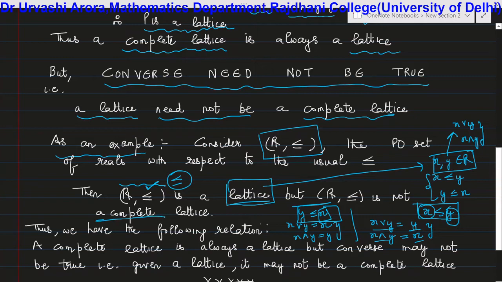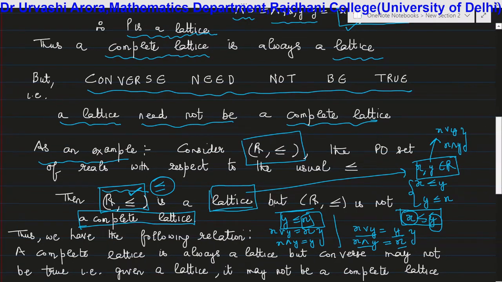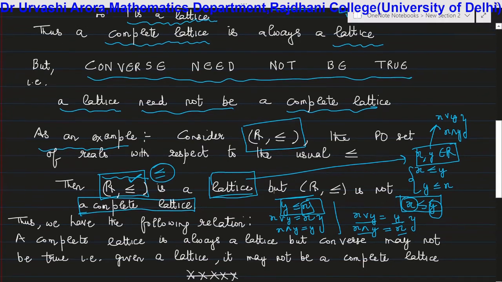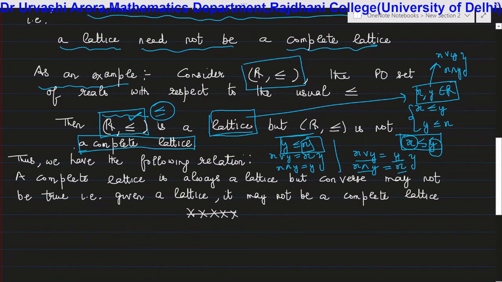But the lattice of real numbers with respect to the usual less than or equal to relation fails to be a complete lattice. So the question is, why does the lattice of real numbers fail to be a complete lattice? The reason is that the basic definition of a complete lattice is not being satisfied in the lattice of real numbers, because you do not have that for every subset S of R, the join of S and the meet of S always exist.